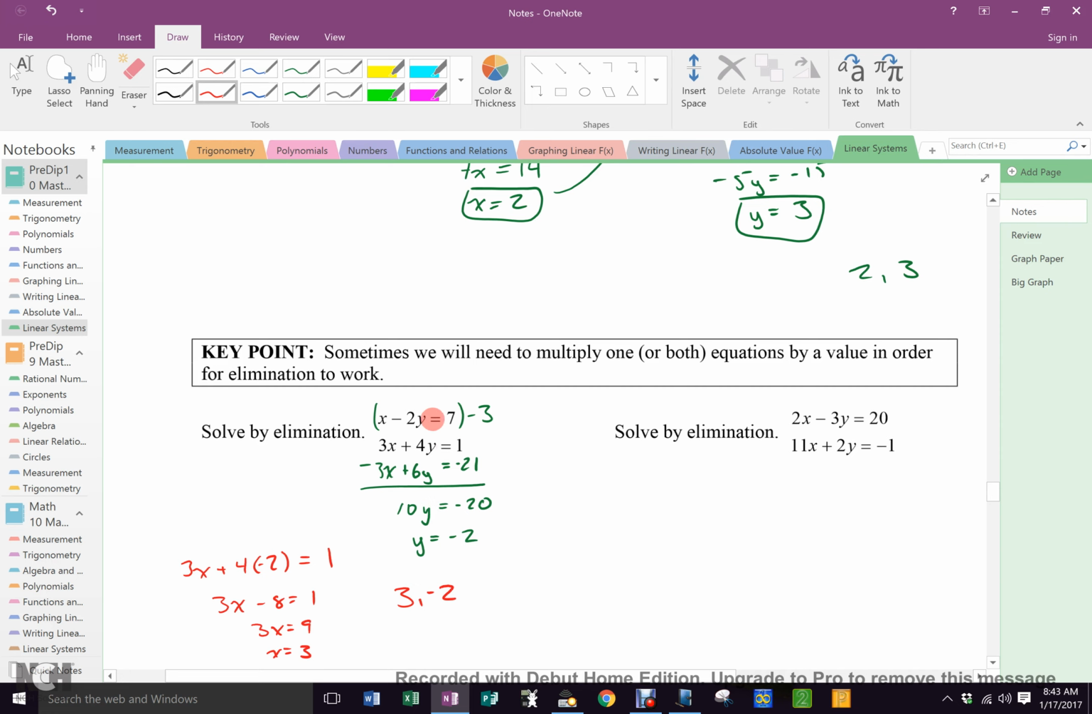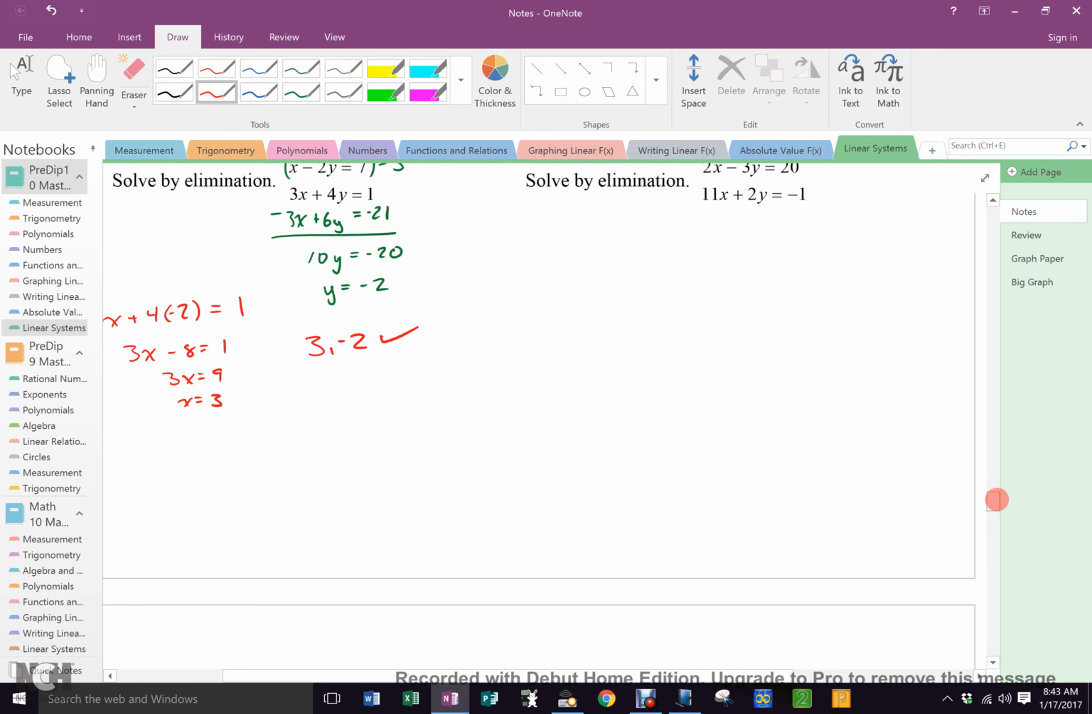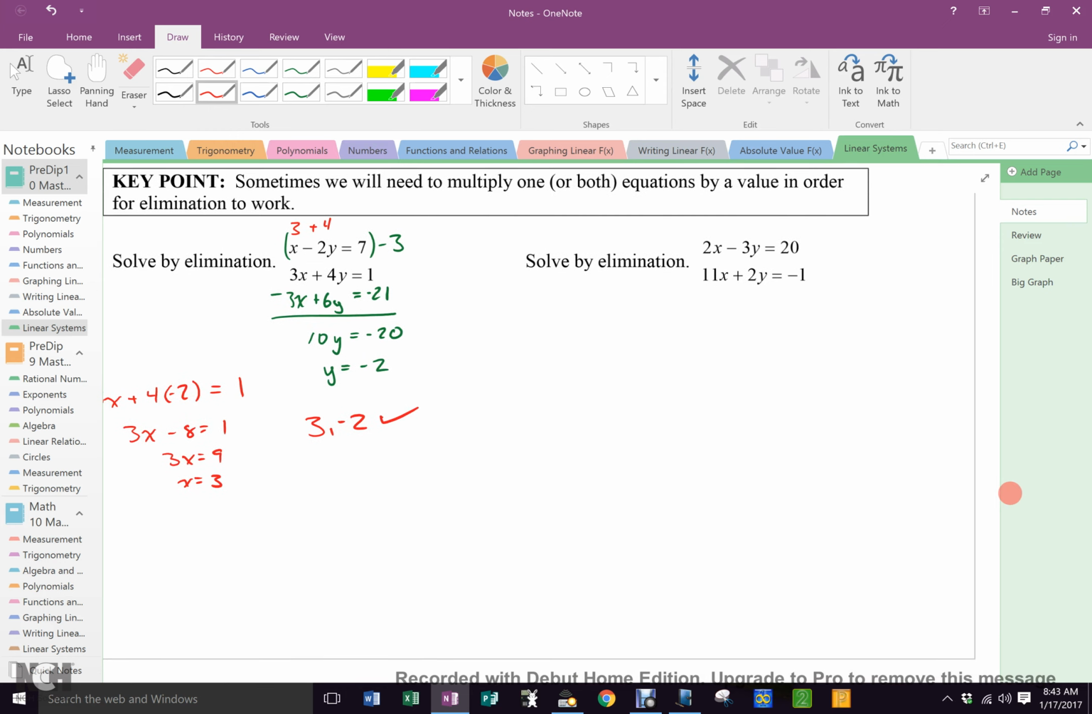I checked it with this one, right? So I better check it with this one. 3, what's negative 2 times negative 2? 3 plus 4. Does 3 plus 4 equal 7? So I'm correct. Now, look at that one, and tell me what's weird about it. I can't multiply one thing, can I? So what do I do? Multiply both things to get them to the same number.